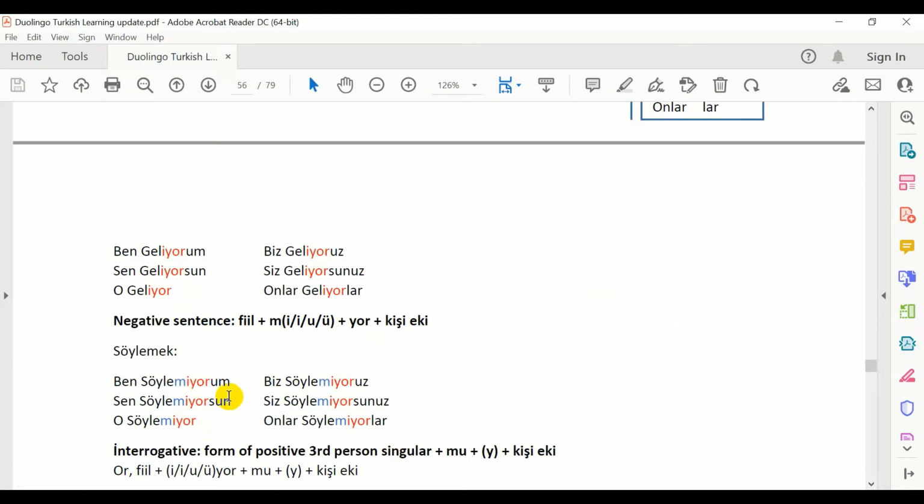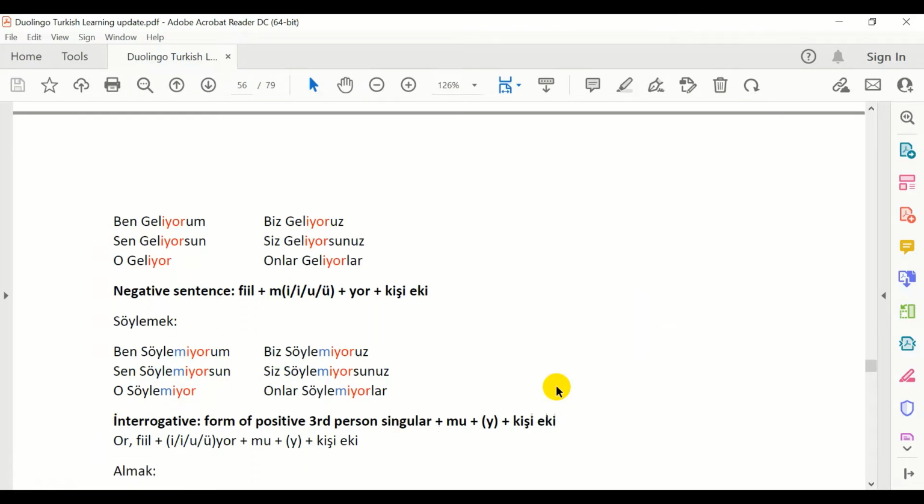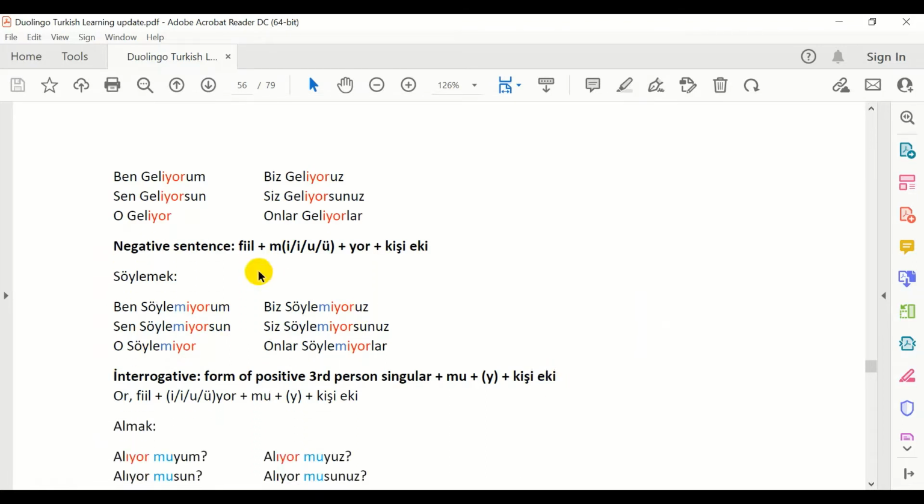Ben söylemiyorum, sen söylemiyorsun, o söylemiyor. Well, that is easy. You have to first write the verb or fiil, then before adding the -yor suffix you need to add m, then kişi eki or personal suffix.